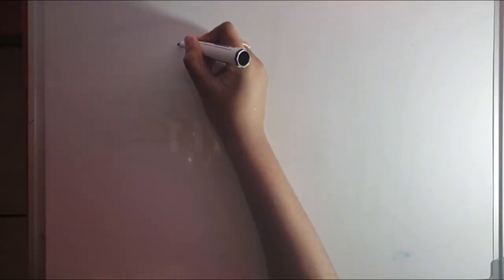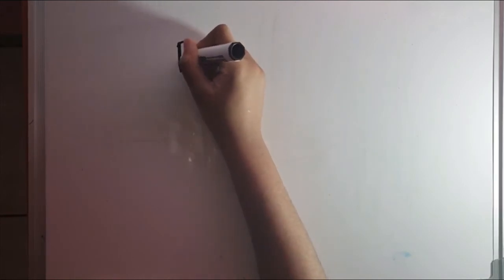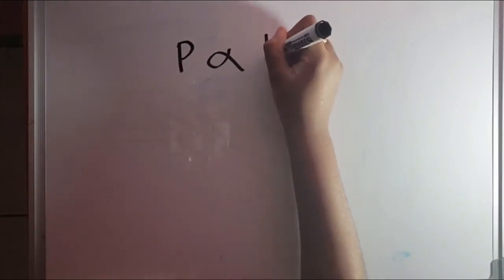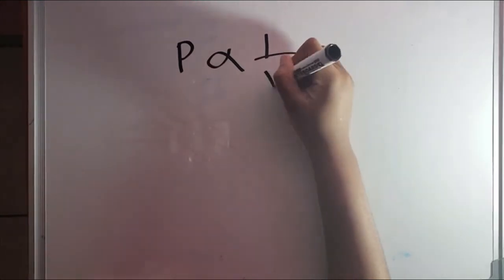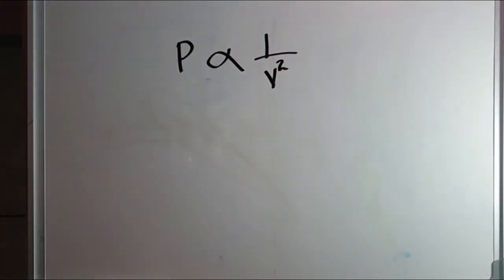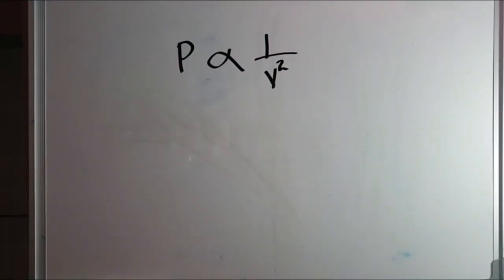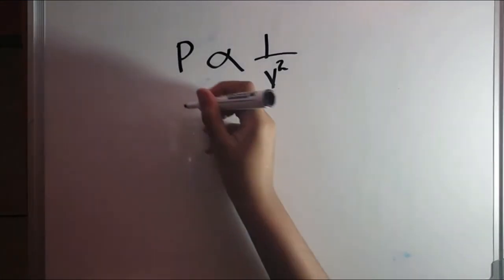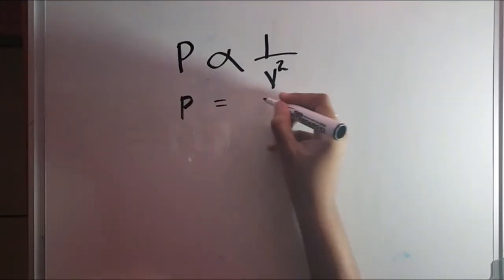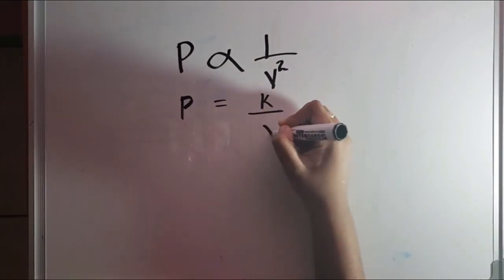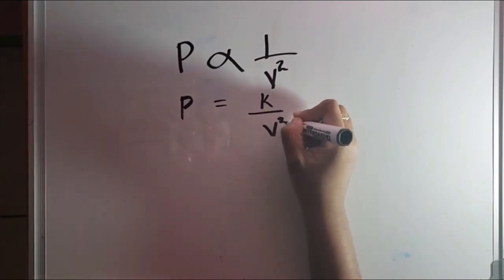So for this question, we're told that the quantity P varies inversely as the square of V. Using letters P, V, and K, form an equation connecting the quantities P and V. Now we'll just have P is equal to K over V squared.